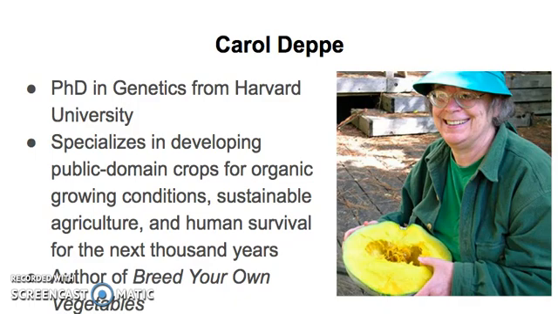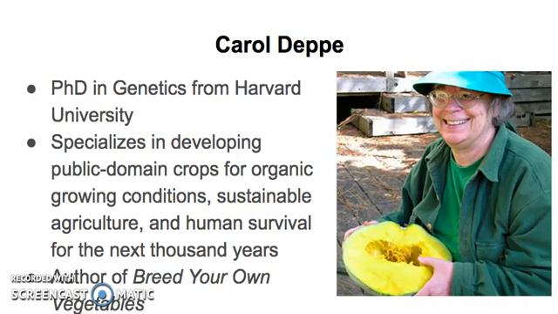So Carol Deppy is this amazing plant geneticist. She has a PhD in genetics from Harvard. She specializes in developing public domain crops. These are crops that she's developing for the benefit of society with the hope that they will be able to do well under organic conditions, versus that original picture where you saw most of our seed is owned by chemical companies. So she's working to create organic seeds that thrive in organic conditions, not having to use pesticides, really looking for how we can develop seeds that are going to support human survival for the next 1,000 years. She is also the author of Breed Your Own Vegetables.